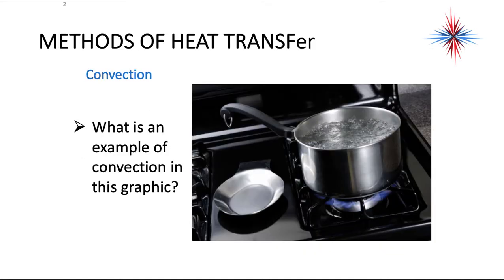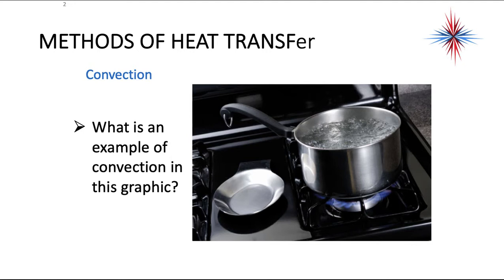So look back at our pot of boiling water. What's the example of convection in this graphic? Although the heat transfer through the metal of the pot itself is conduction, because the molecules of the pot are in direct contact with one another, the movement in the boiling water is an example of convection.